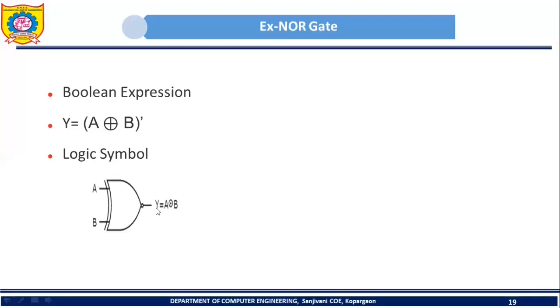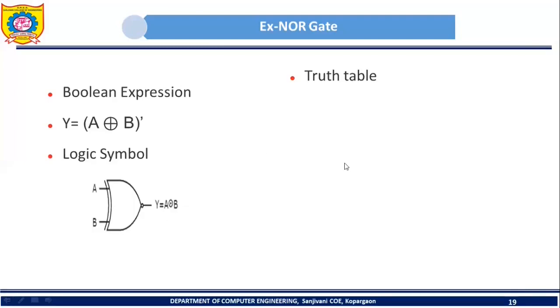And here is the output of XNOR gate. See here there is one more symbol: one dot inside a circle. This dot inside circle represents XNOR operation. So I can read this statement like Y is equal to A XNOR B. Please understand that we can represent XNOR operation by using this expression as well as by using this expression, Y is equal to A XNOR B.